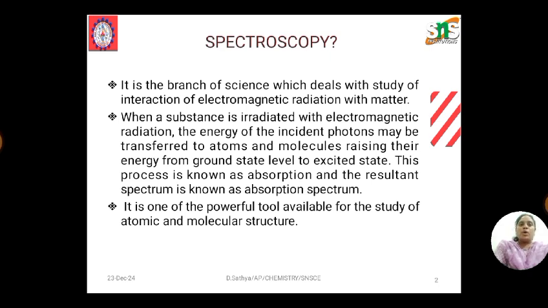In UV visible, what is meant by spectroscopy? Spectroscopy is a branch of science which deals with the study of interaction of EMR with matter. EMR means electromagnetic radiation. When the substance is irradiated with electromagnetic radiation, the energy of incident photons may be transferred to atoms and molecules, raising their energy from ground state level to excited state. This process is known as absorption and the resultant spectrum is known as the absorption spectrum. It is one of the powerful tools available for the study of atomic and molecular structures.